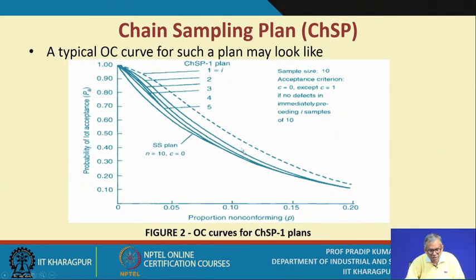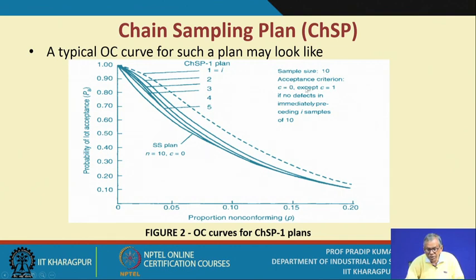So here is just an example. What you find is that this is a typical single sampling plan with n equals 10 and c equals 0. So you have this OC curve that is convex. So this is not acceptable. What you do is go for a chain sampling plan.